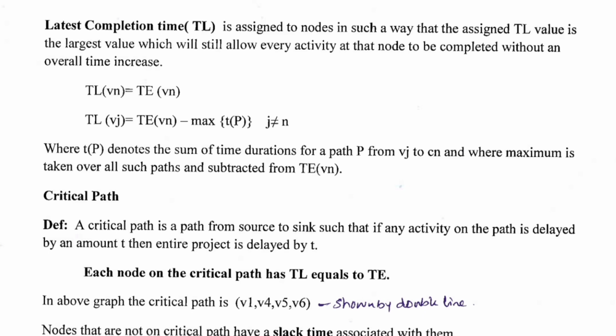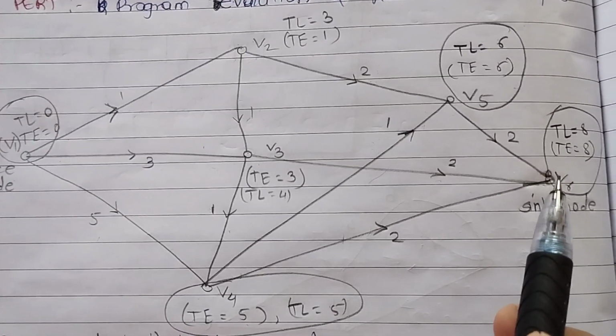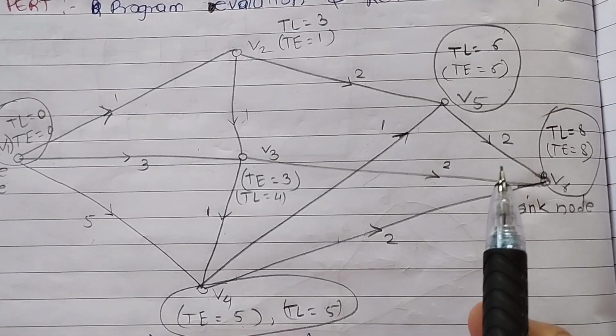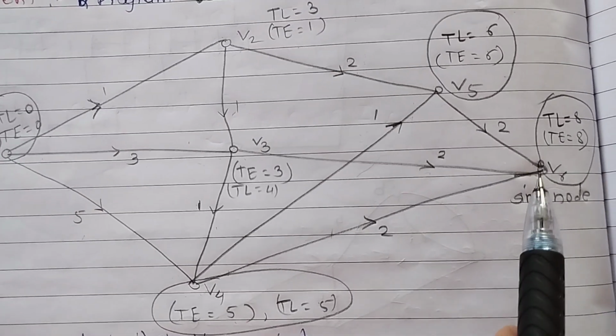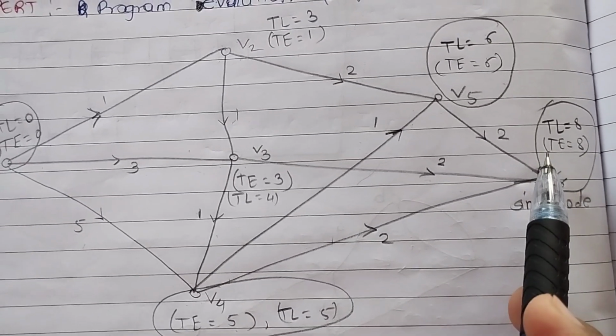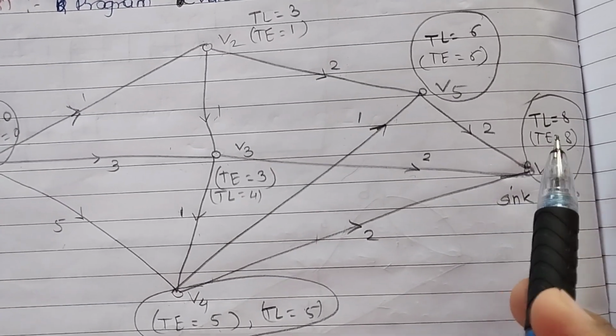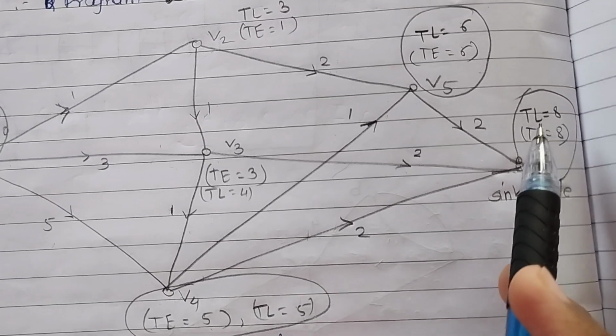How to find out TL? Let's see with the help of the example. So TL of V6, the sink node, is exactly equal to T of the sink node. Here the T is 8, so TL is also 8.